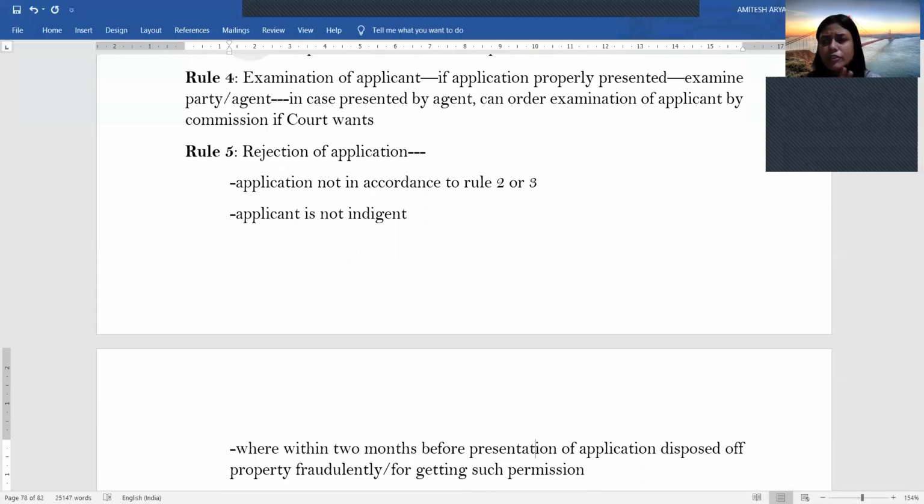And if it was done by an agent, the agent is examined. But if the court feels that the person needs to be examined and is an exempted person, etc., then the court can also send a commission for the same. If you remember, in the last class we saw when a commission is ordered.